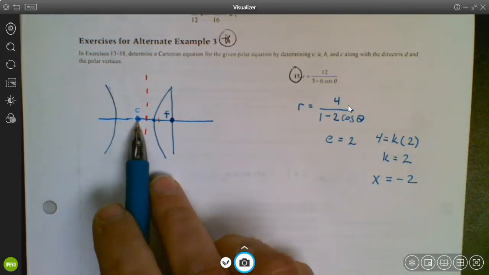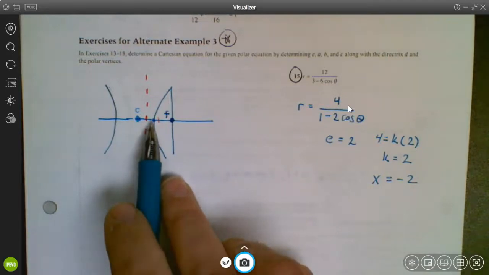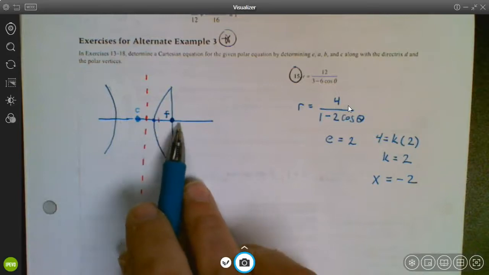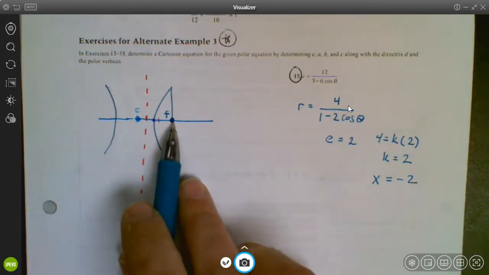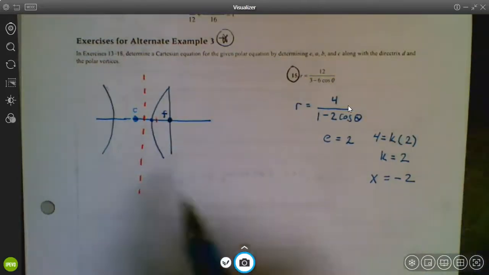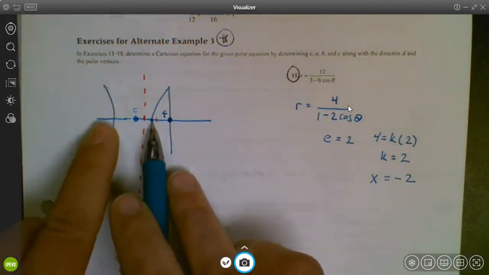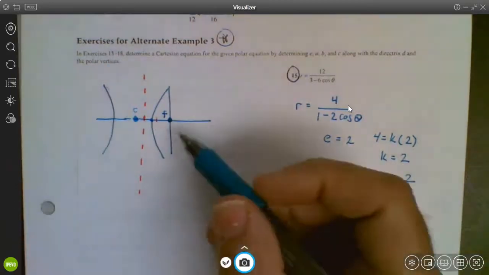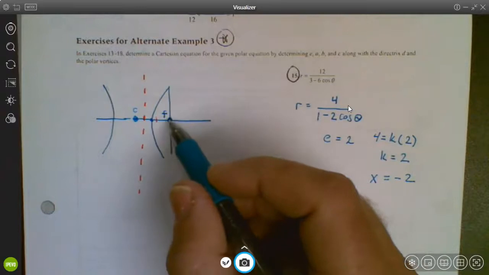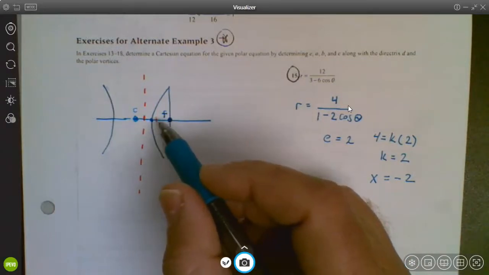Because I need to know this, it's the distance from the center to the vertex that gives me my A value, and it's the distance from the center to the focus that gives me my C value. Okay, and so I need to know what he is in order to figure that out. So in order to get those 2 points right there, do keep in mind this is like 0, 0. So I need to know what this radius right here is.